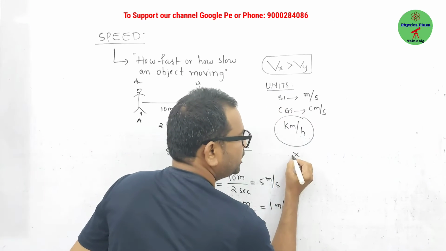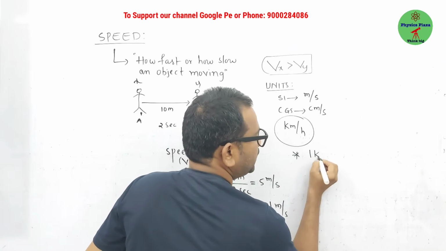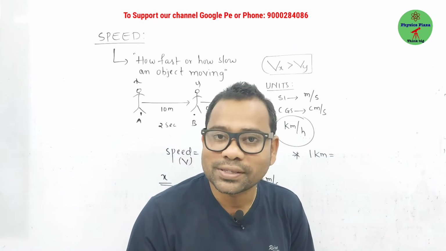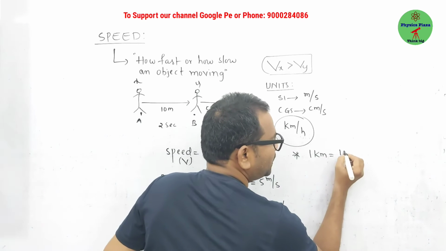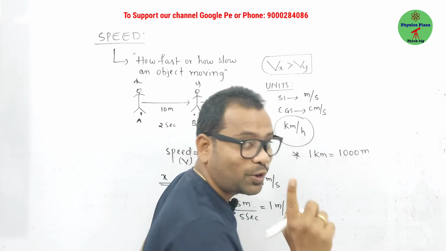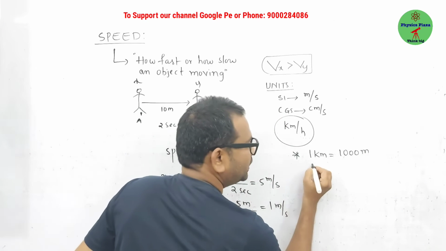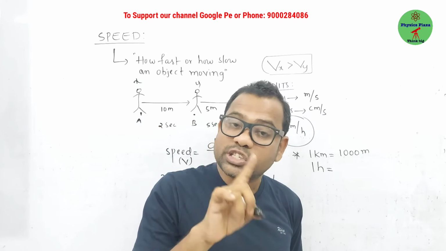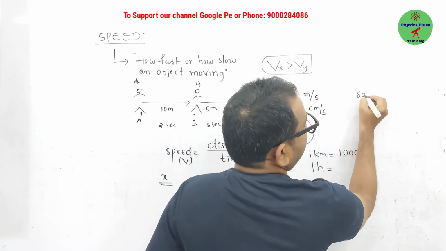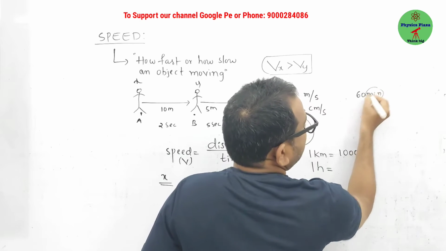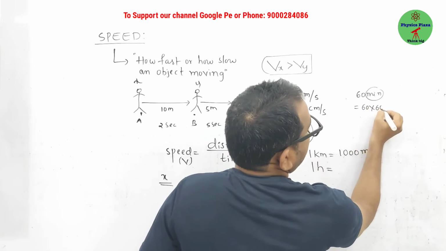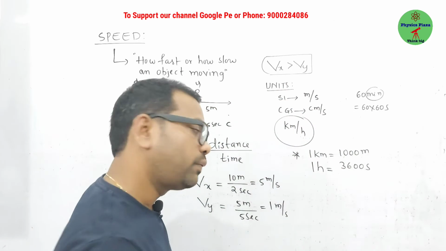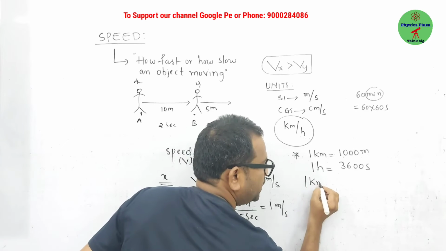So before that, look at here. We should have this knowledge. 1 kilometer is equal to how many meters, dear children? Come on, think. Yes, it is 1000 meters. Very good. Then 1 hour is equal to 60 minutes. But how many seconds? 1 hour is equal to 60 minutes, and 1 minute is again 60 seconds. So 60 into 60 is 3600 seconds.